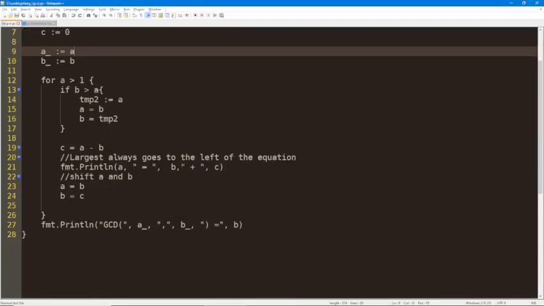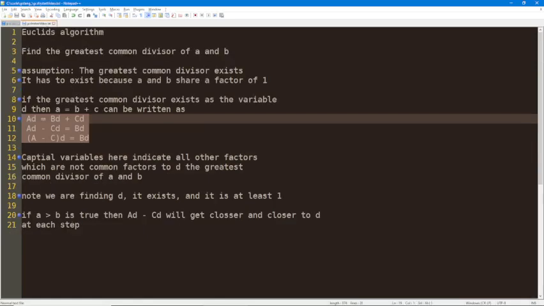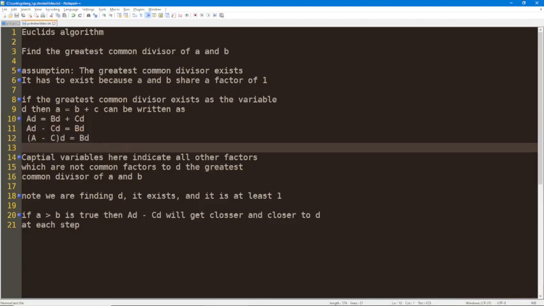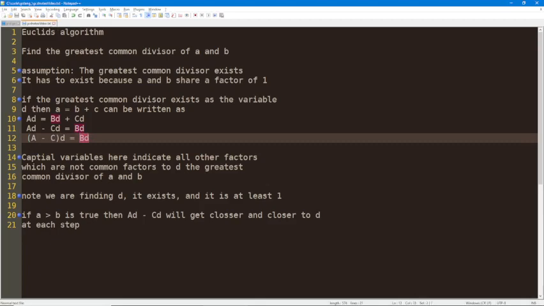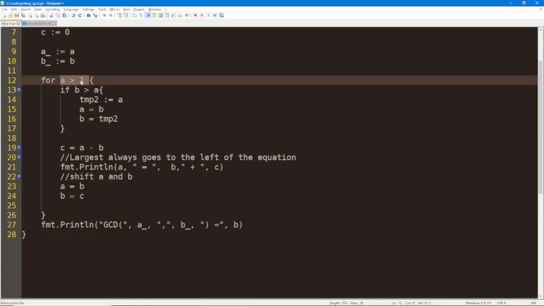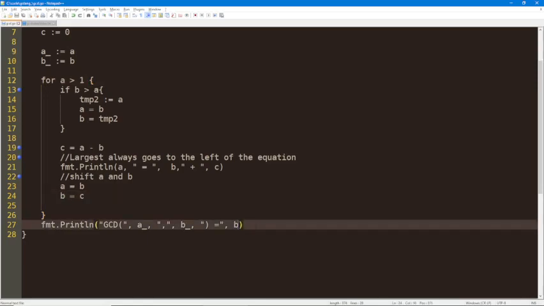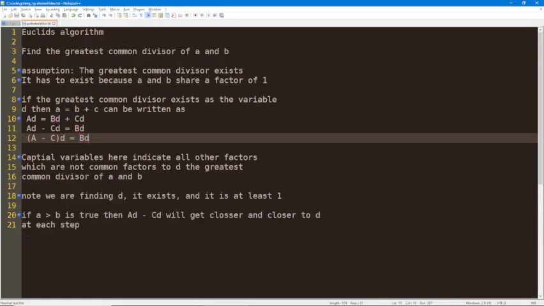So here we can see the source code. We're basically calculating this new variable c, and all we're doing is subtraction. And if we look at my notes here, we'll end up with the variable b as being the answer, since we eventually trip this condition to be untrue, and the previous c ends up in the variable b, which is the result. And we're stepping along here.